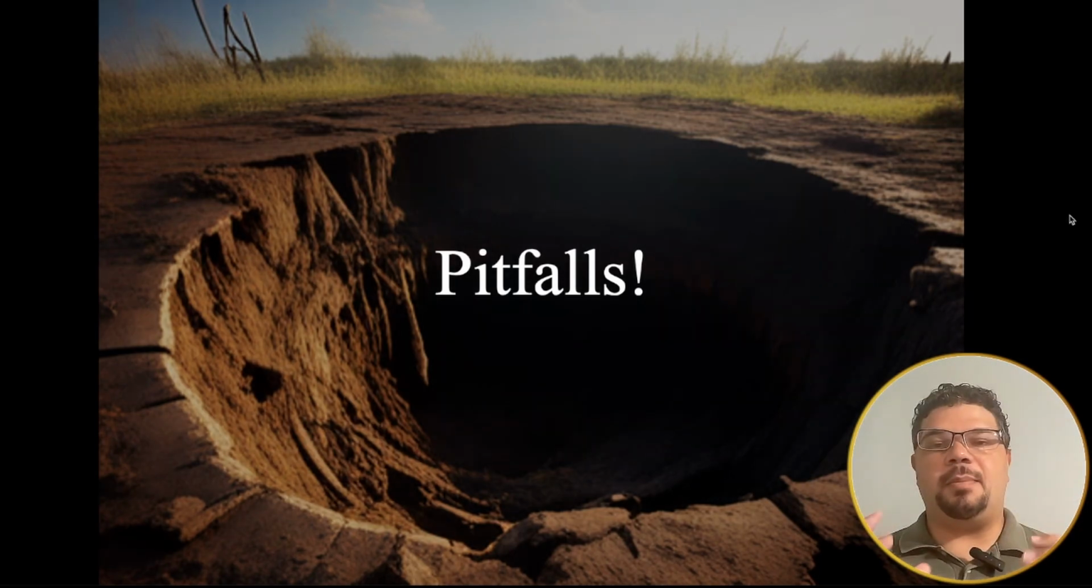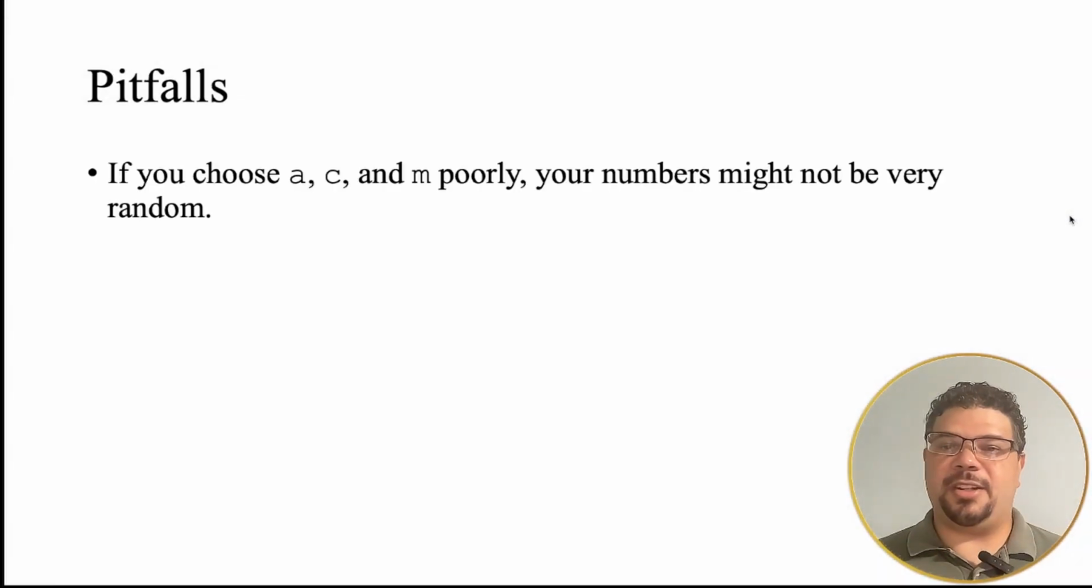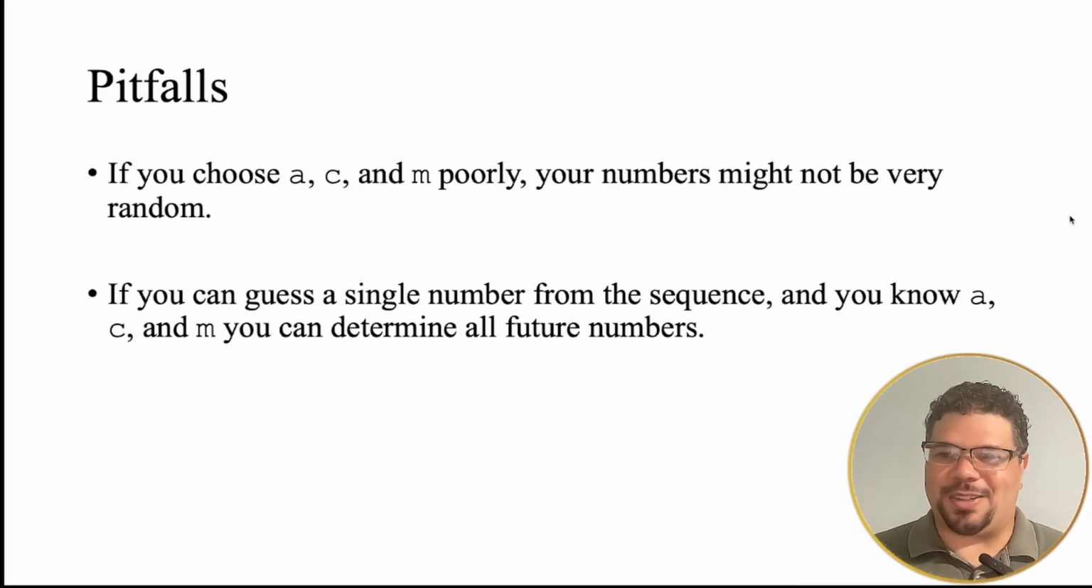Speaking of pitfalls, there are massive issues you can run into if you're not careful when designing random number generators. We've already seen the first major issue, that if you choose A, C, and M poorly, your numbers aren't random at all. They're just caught in very small cycles. There's an even bigger problem. Fundamentally, if somebody else knows the values of A, C, and M that you're using, if they can find just one number that you generate from your random number sequence, they can run the sequence themselves and know all the numbers in the future. That's not very random at all.